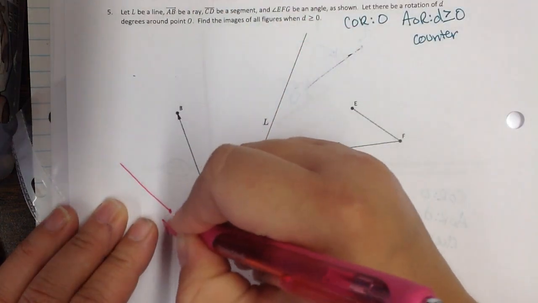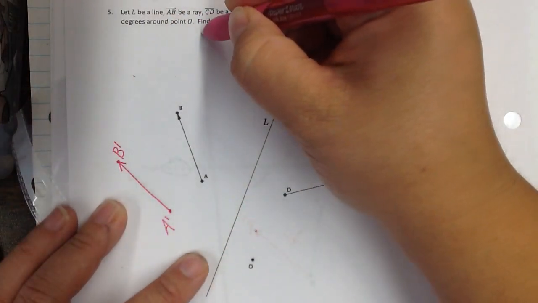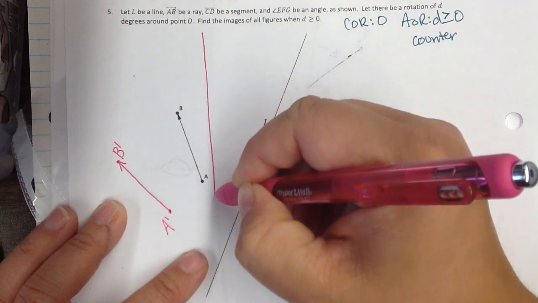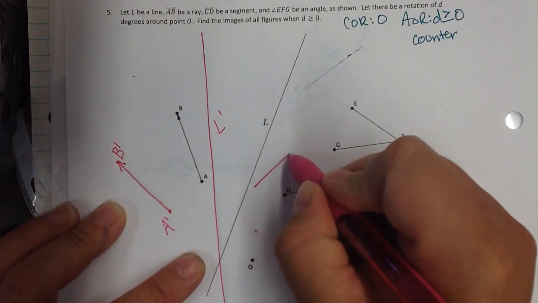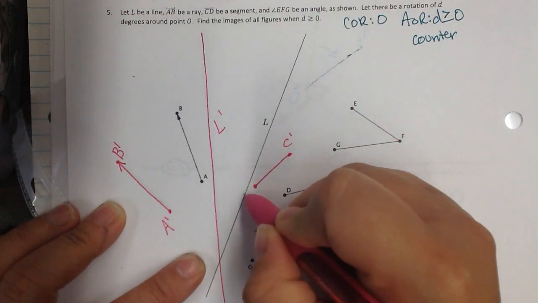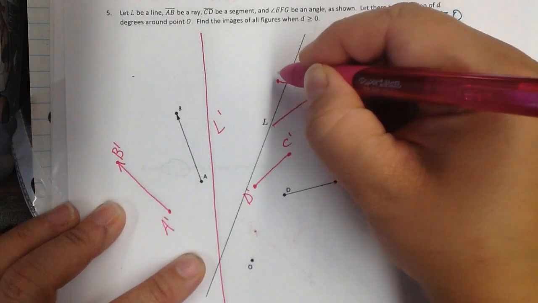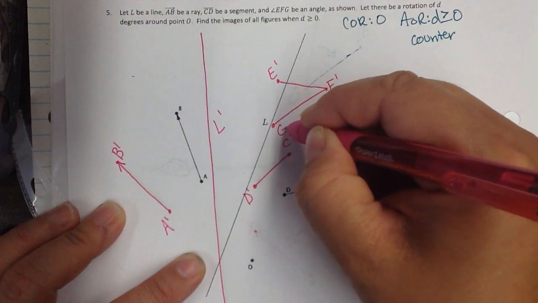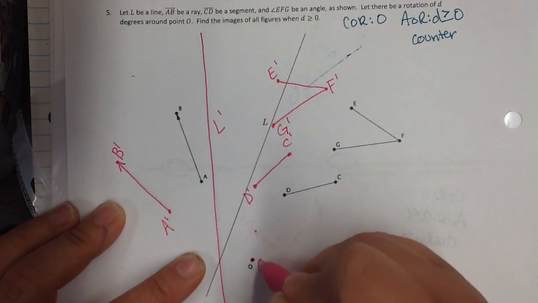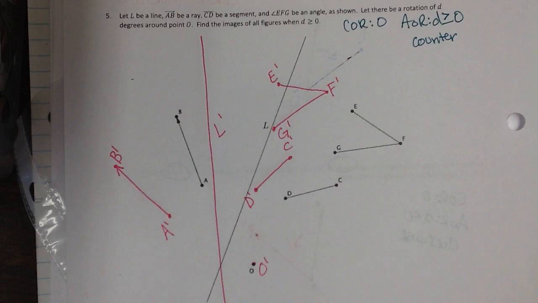Now when you do this, don't forget to relabel your points, your lines, and your angles. This would be L prime, C prime, D prime, E prime, F prime, G prime, and you even relabel your center. So that's what it would look like when you rotate all of those things counterclockwise around your center O.